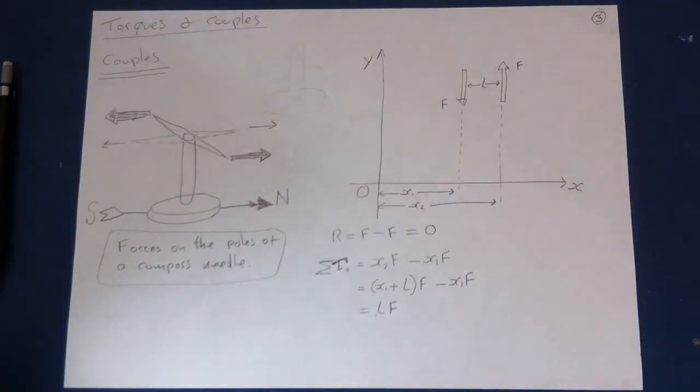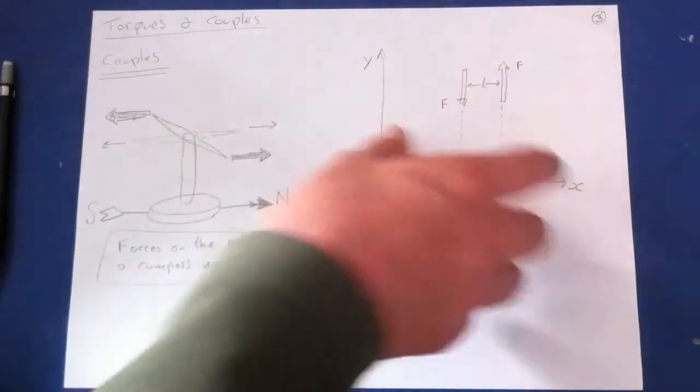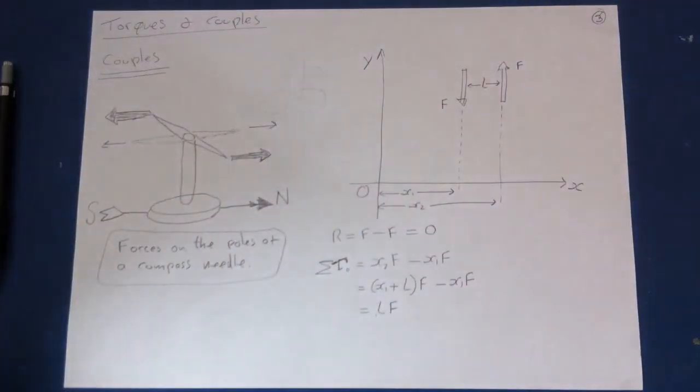The fact that the resultant force is 0 means the couple has no effect in producing translation as a whole of the body on which it acts. So this whole thing is not going to be moved around in the plane anywhere. The resultant torque of the couple is only to produce rotation.